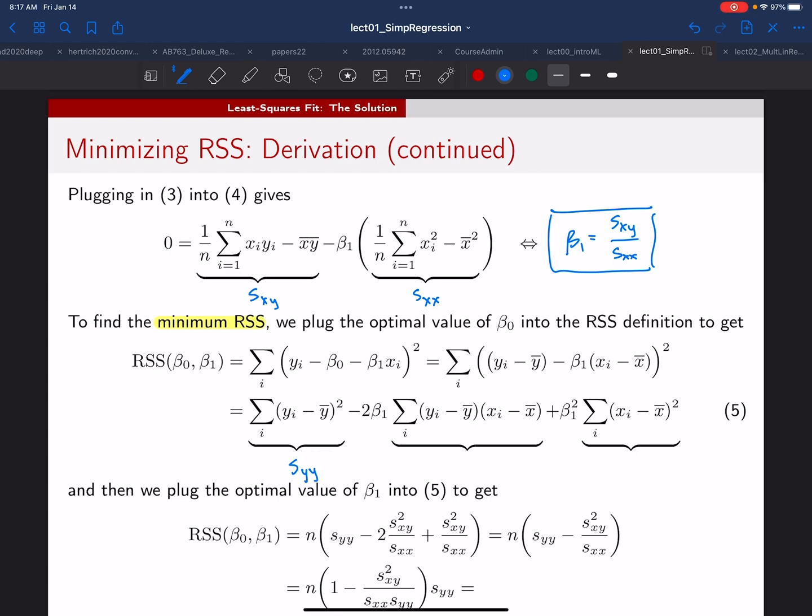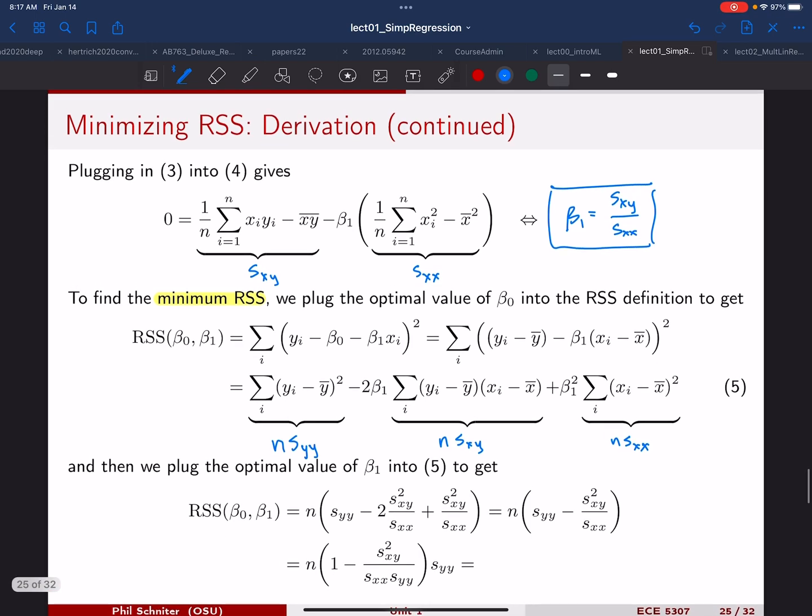What about this middle bracket term? Yeah, that's the, oh, actually, sorry, there's also an n because we're missing the 1 over n in front of the sum. So this is actually n times SYY and n times SXY. And finally, the right bracket, n times SXX. Okay, so now we're ready to plug in the value beta 1 here, and then as you'll see, the expression will all be in terms of SYYs, SXXs, and SXYs. And in particular, this first one gives us this.